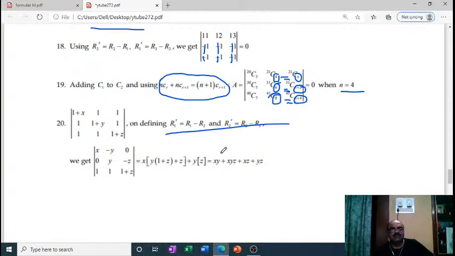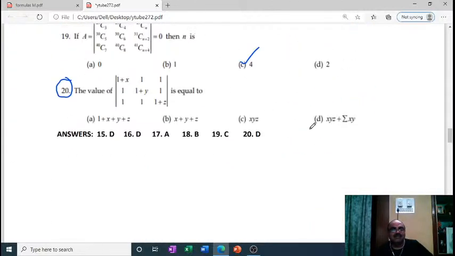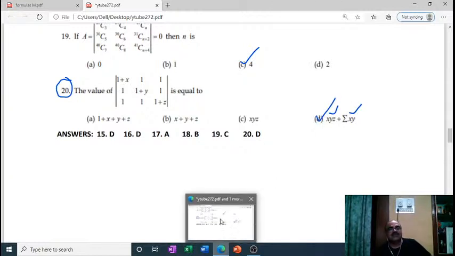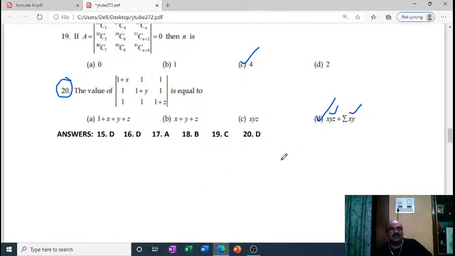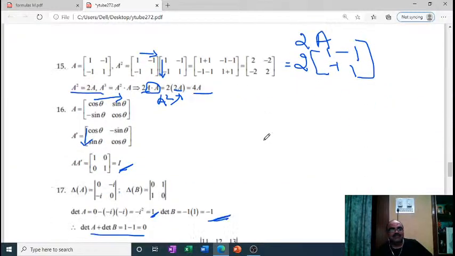See this. When you do it, you get a simplified determinant like this. Expanded, you get xy, xz, yz, which is the summation of x plus y plus z and xy. So the real answer is, you can match it, you will get the right answer.